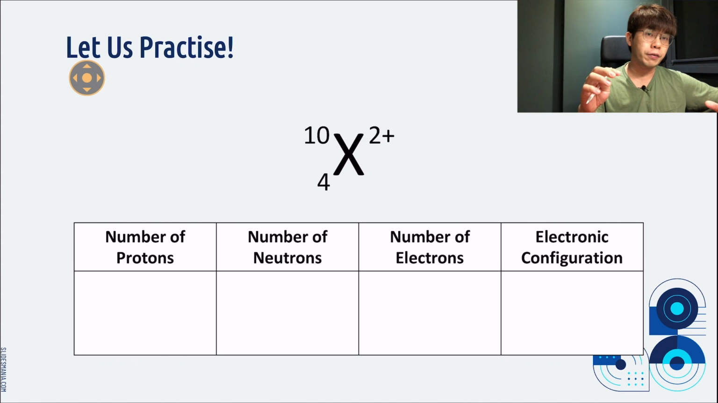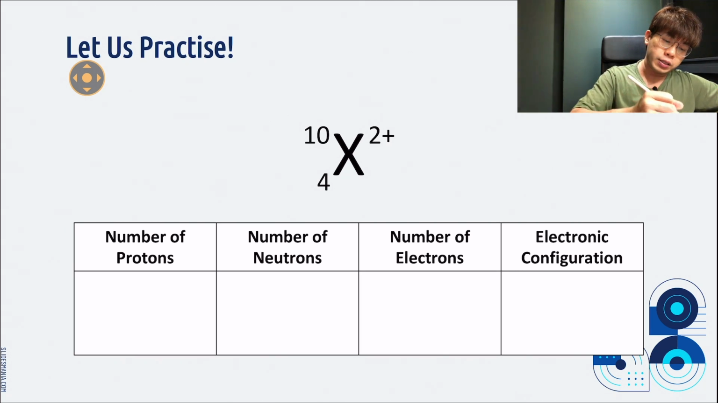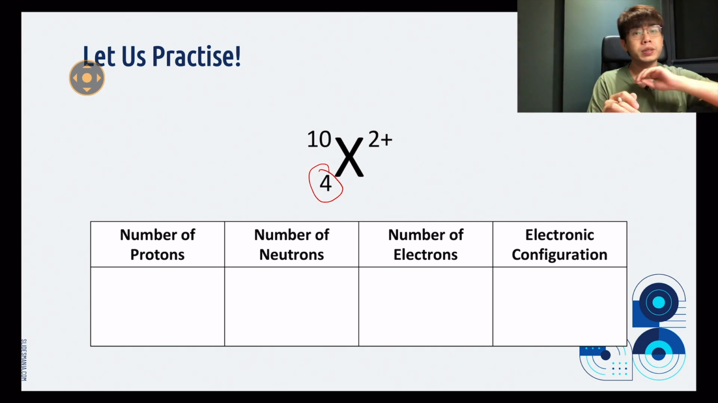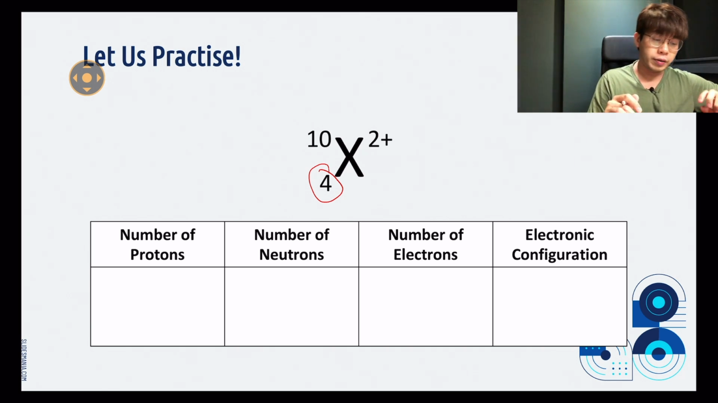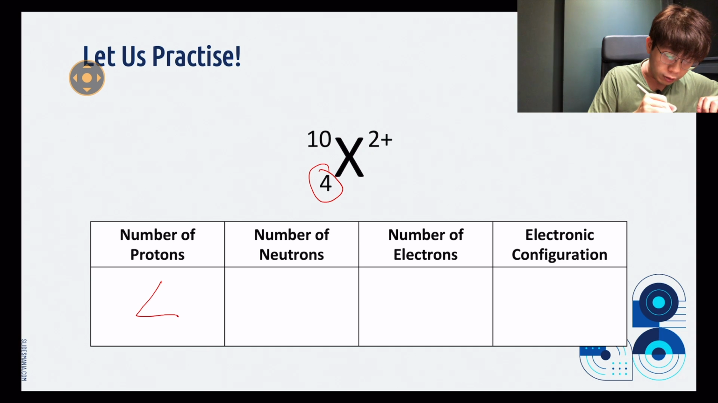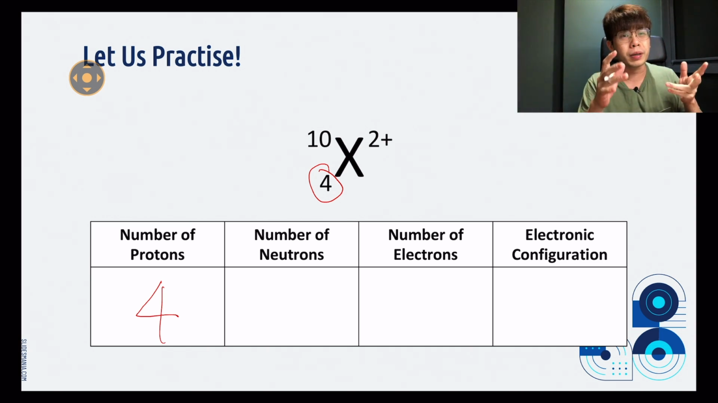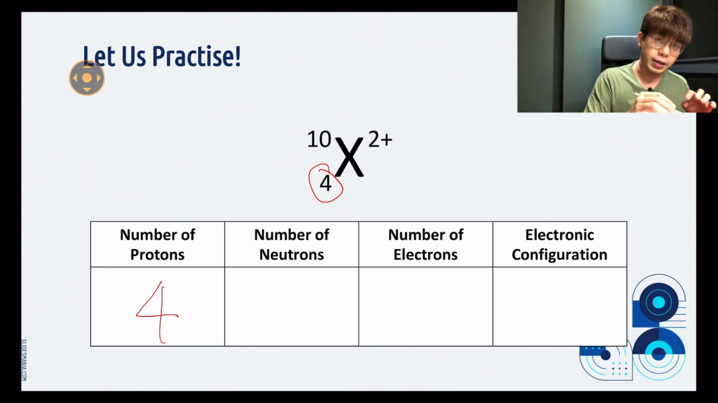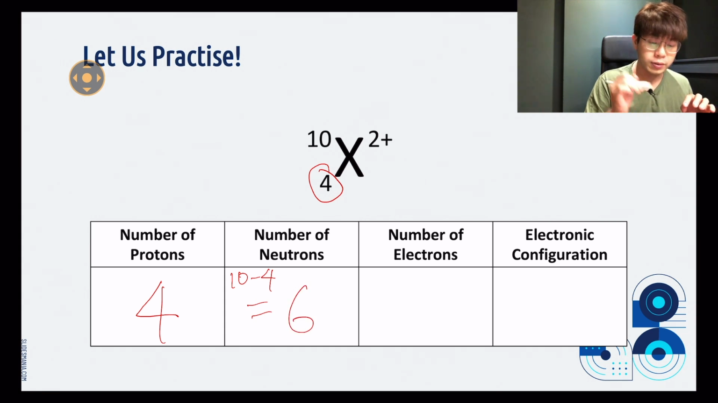Now, what happens if I have a 2 plus ion over here? So again, this is the proton number. The number of protons must always stay the same. That's the identity of the atom. So the proton number has to stay the same, 4. The number of neutrons doesn't change when you become an ion. So again, that's 10 minus 4, and that will give me 6.